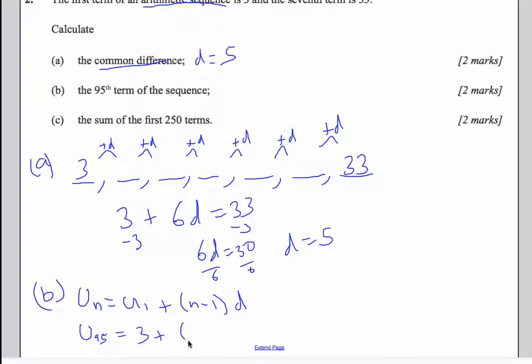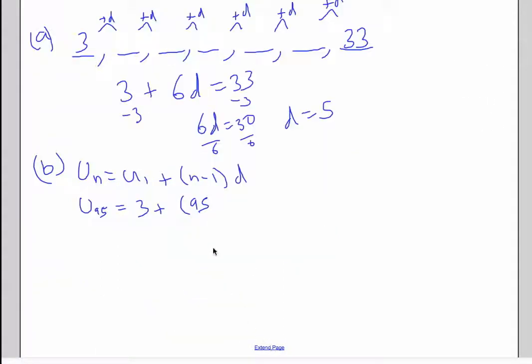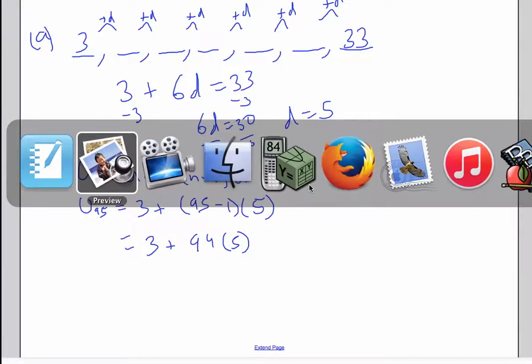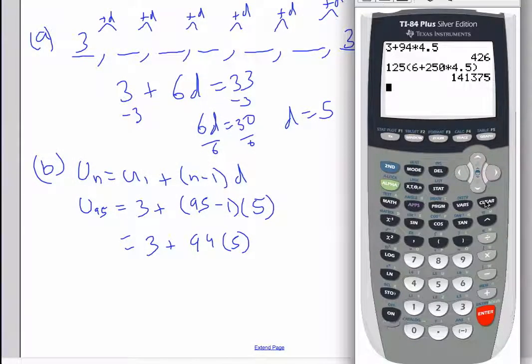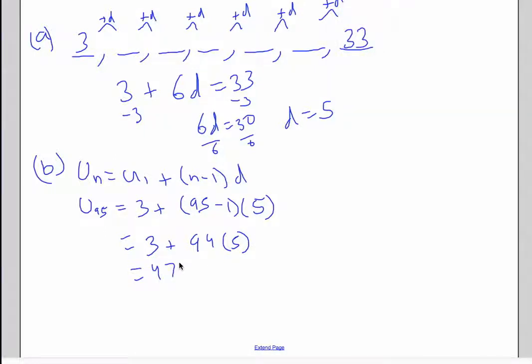First term is 3, we have 95 in here, and the common difference, as we saw, was 5. So that's 3 plus 94 times 5. You can jump straight to the calculator at this point if you like. So 3 plus 94 times 5, 473.